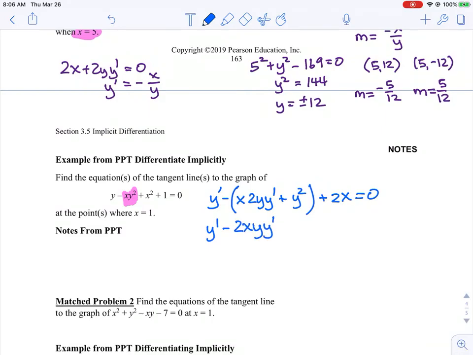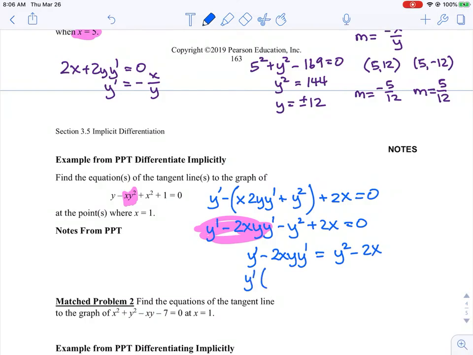I'm just going to rewrite that. Then we're going to group together, or keep together, our y primes. So I'm going to leave that out here. We factor out that y prime, and then we divide. Then we find our corresponding y values where x is 1.